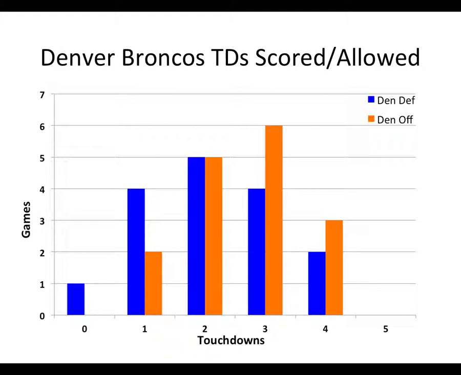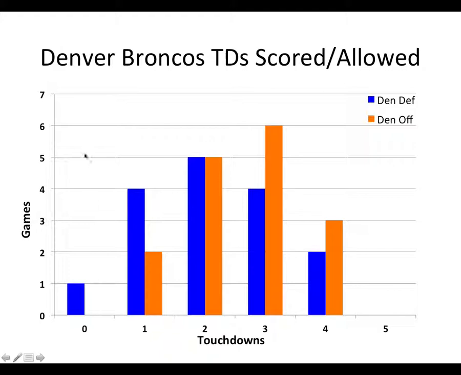Based on this, what do you think the average is that the defense allows per game? How many touchdowns does the Denver defense allow the other team to score usually? What do you think? Take a look. So each one represents a whole touchdown?